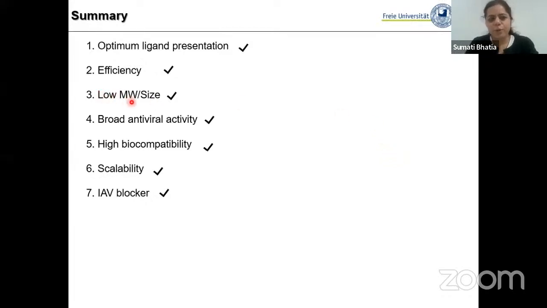We stayed in the low molecular weight, small size range. We could achieve broad antiviral activity. These polymers are highly biocompatible. They are scalable. And then in the end, we could also formulate with these polymers an IAV blocker which can adapt on the virus surface.